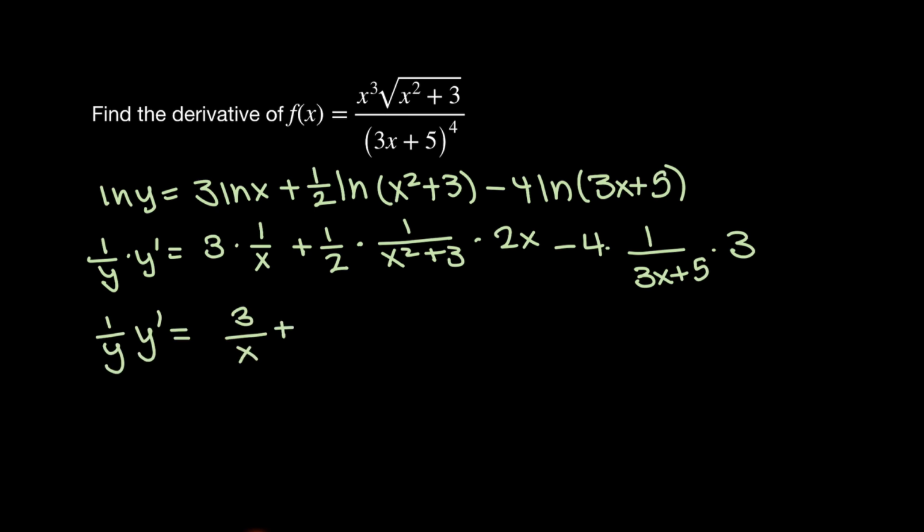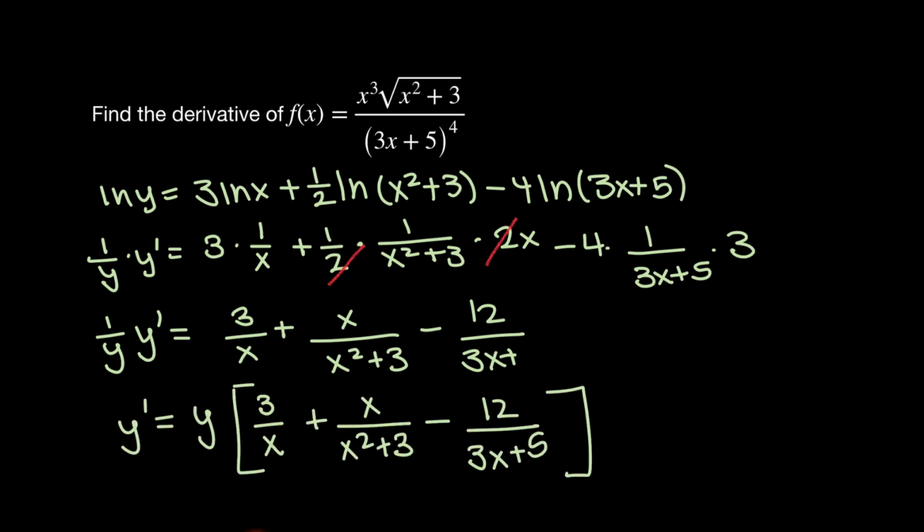Okay, so putting this together, we've got 1 over y prime equals 3 over x plus, next term the 2's cancel, and that's going to become x over x squared plus 3, and then minus 12 divided by 3x plus 5. Finally, to solve for y prime, we can multiply both sides by y, and then I want to rewrite my final answer in terms of x only.